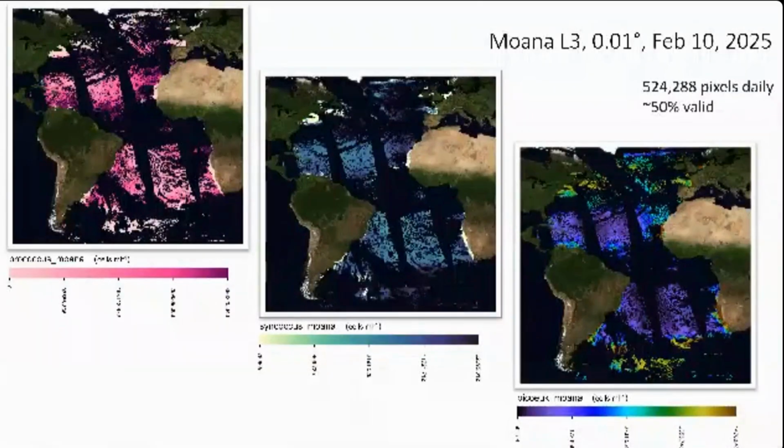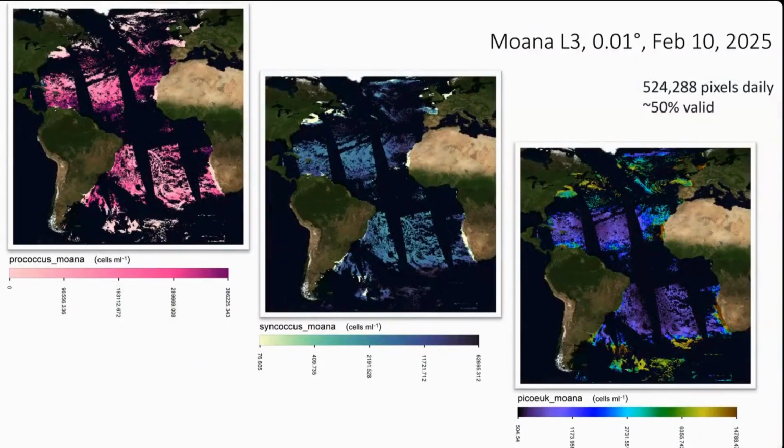This is the image from February 10th, 2025, and I downloaded this L3 0.01 degree resolution of MOANA. And I use slightly different colors, but it doesn't matter. Colors are your choice. On top you have Prochlorococcus, in the middle you have Synechococcus, and at the bottom you have the picoeukaryotic distribution. MOANA for them March. And you can start making these beautiful images of distribution of these three different phytoplankton types.